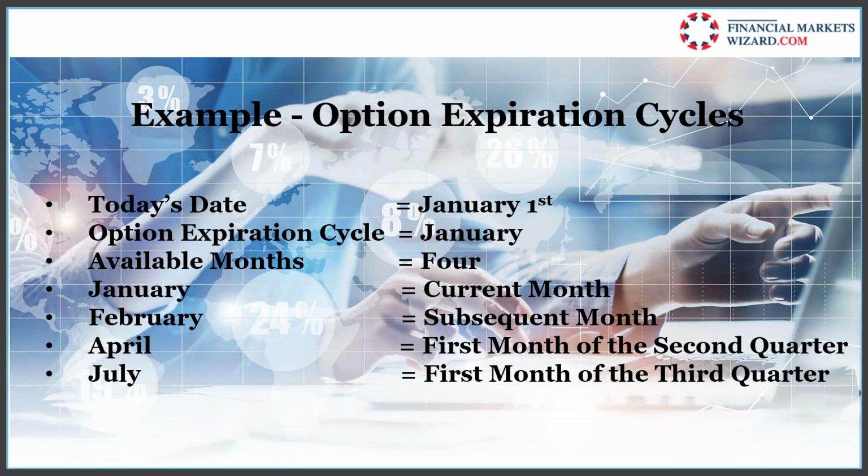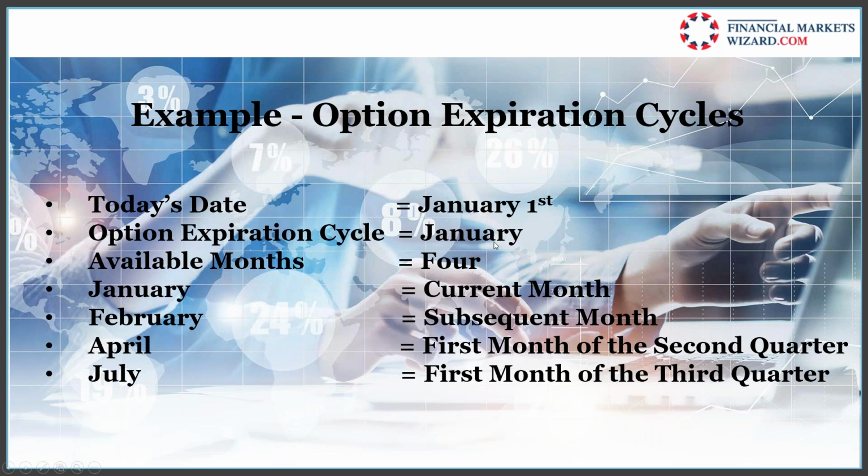Now let me explain via example what we discussed just now. I'll explain via various examples, and then I will show you what happens when the option expires and which month will be added. So try to understand this slowly; I'll go a little slower. Let's say today's date is January 1st, and the option chain you are looking at belongs to the January cycle.